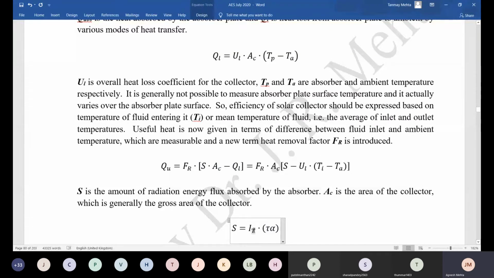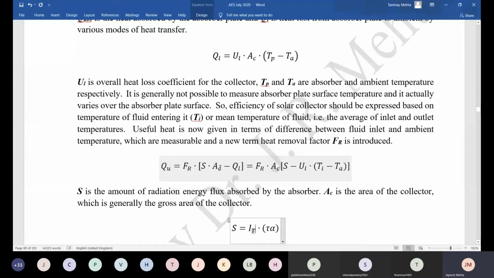IT is the total radiation which is falling on the collector, let's say 900. Then the glass transmissivity is let's say 90%, and the absorber absorptivity is, let's say, 90%. So 0.9 into 0.9, 0.81 into IT, right? So 0.81 into 900, that would give you S. So it is in watt per meter square. So this is the energy which is absorbed by the absorber plate.